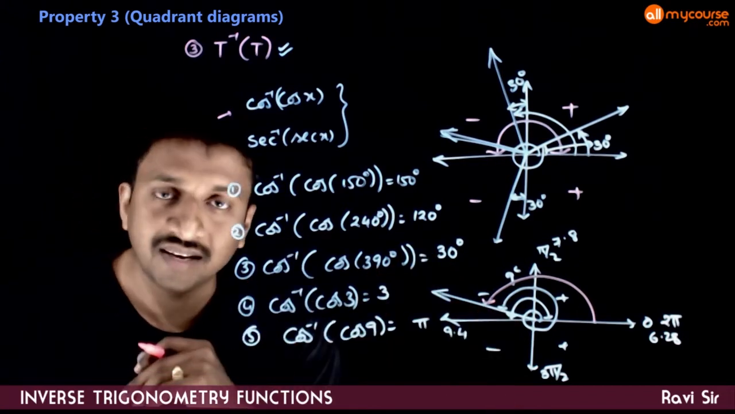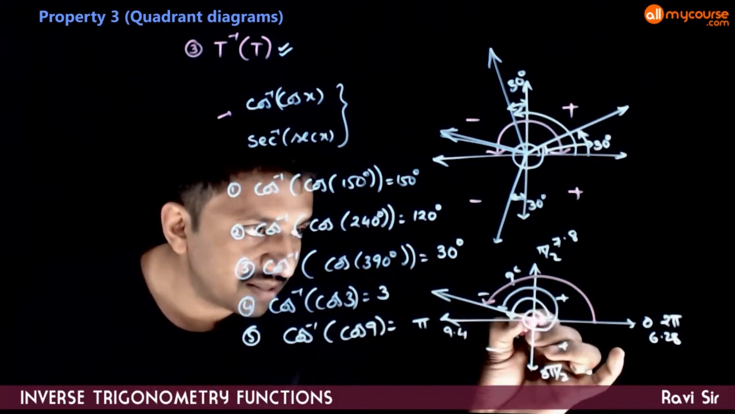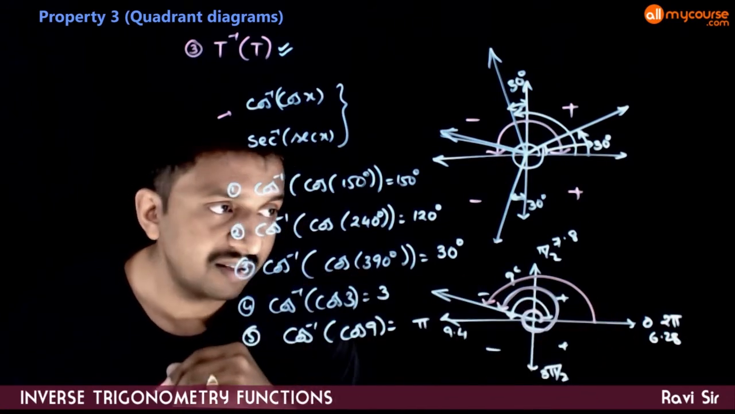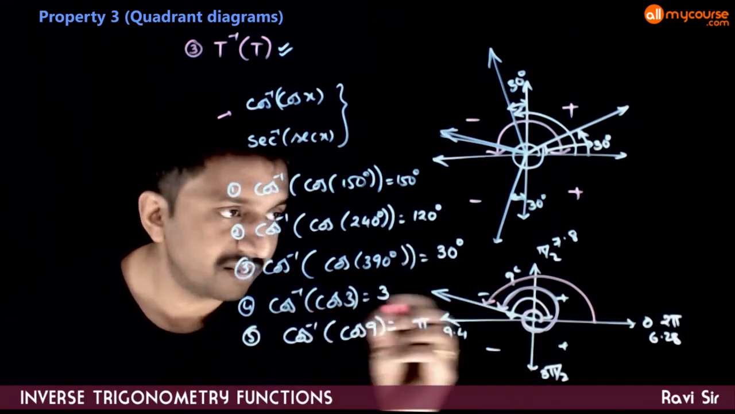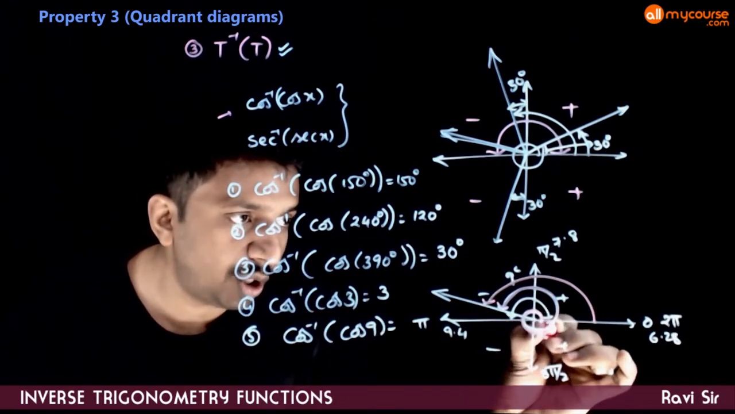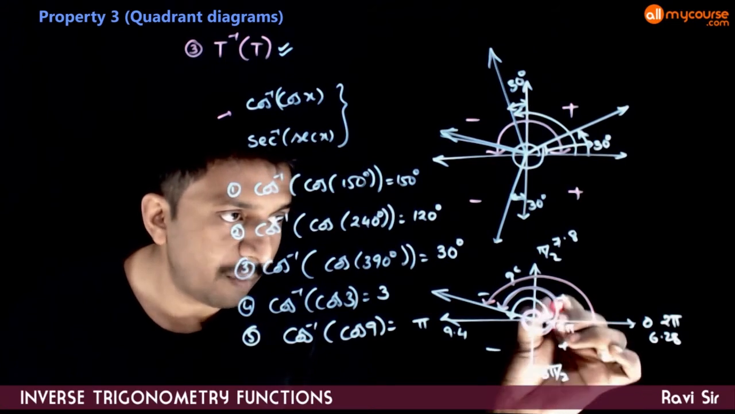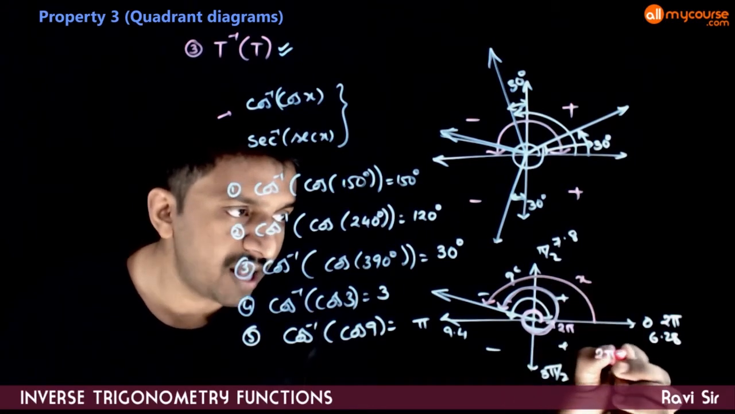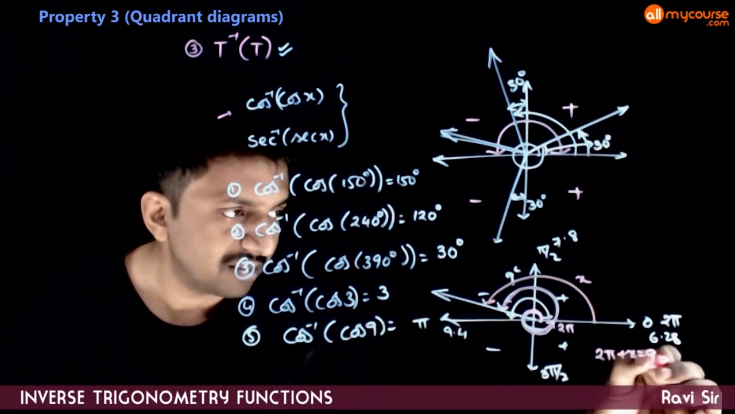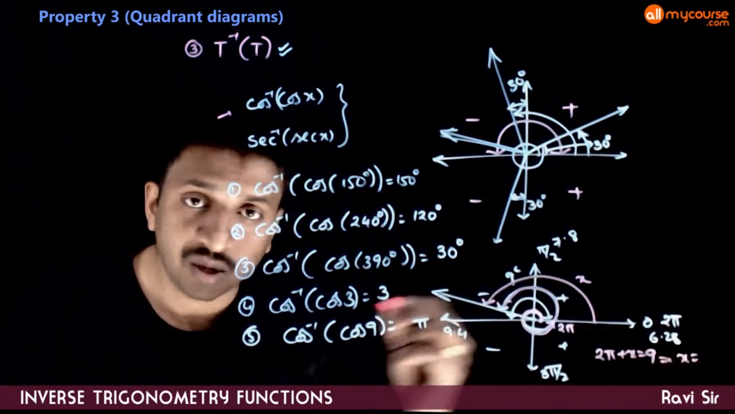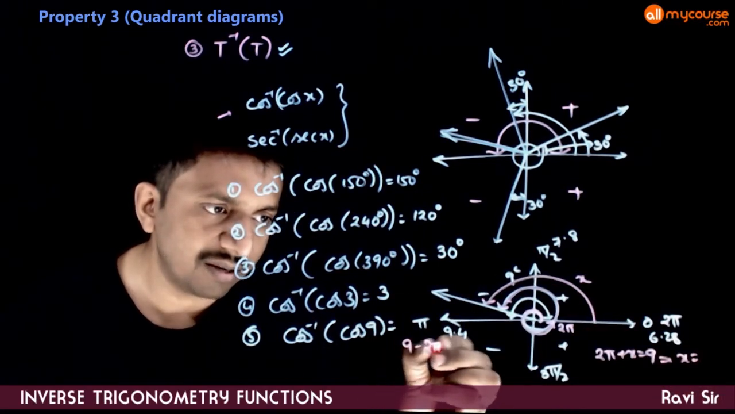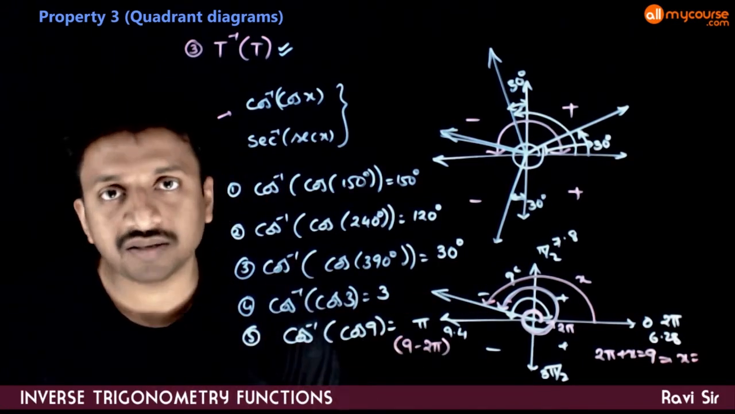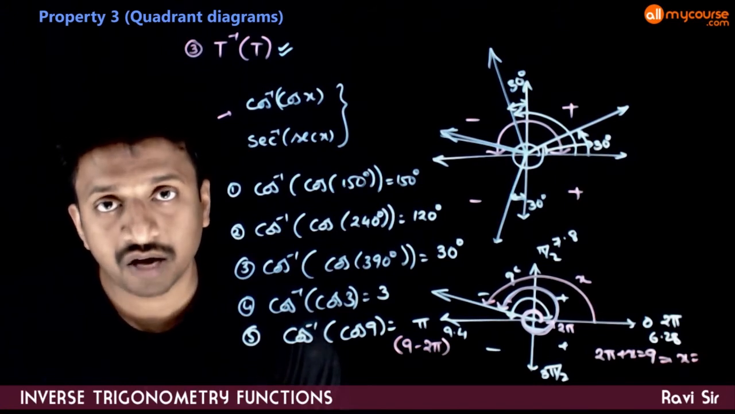So can you tell me what this angle is? As you can see, this complete angle is 9. I want this angle. So 2 pi radians plus this is 9. If you take this as x, 2 pi plus x is 9. So what is this angle? x is equal to 9 minus 2 pi. So this will be the answer to cos inverse of cos 9.